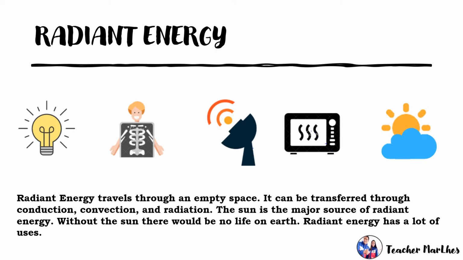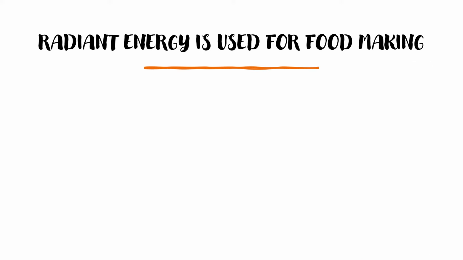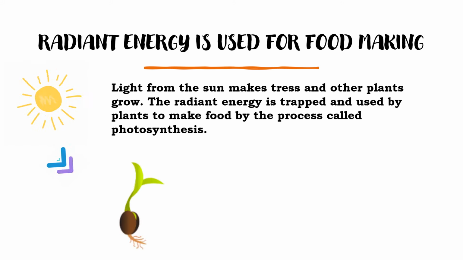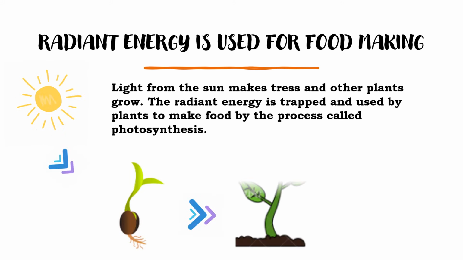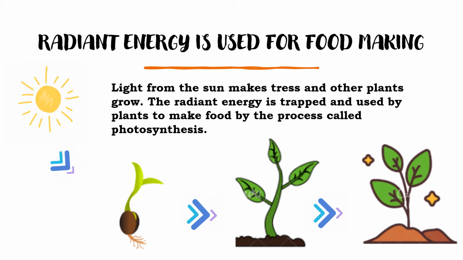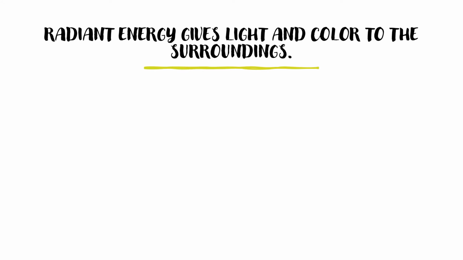Radiant energy has a lot of uses. Number one, radiant energy is used for food making. Light from the sun makes trees and other plants grow. The radiant energy is trapped and used by the plants to make food by the process called photosynthesis. Next, radiant energy gives light and color to the surroundings.